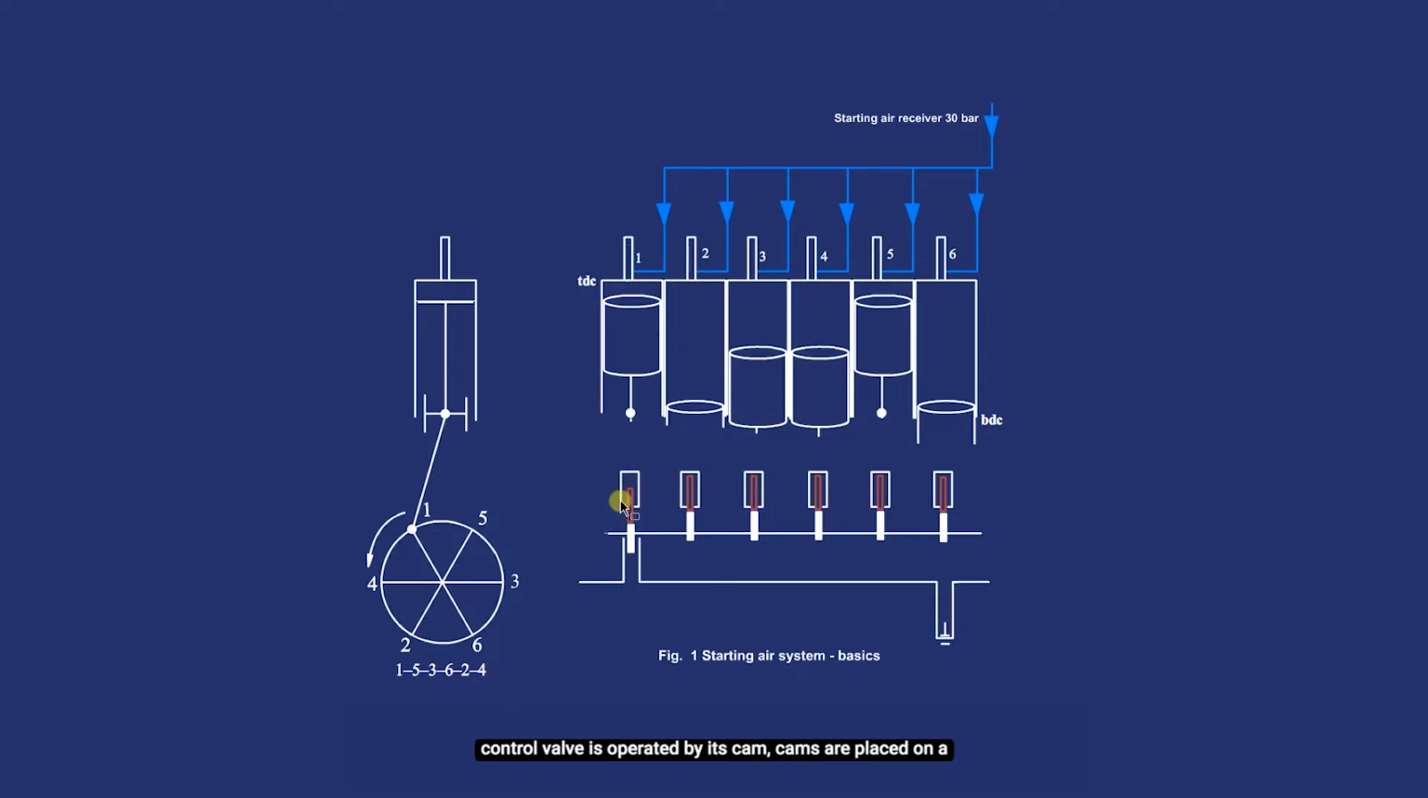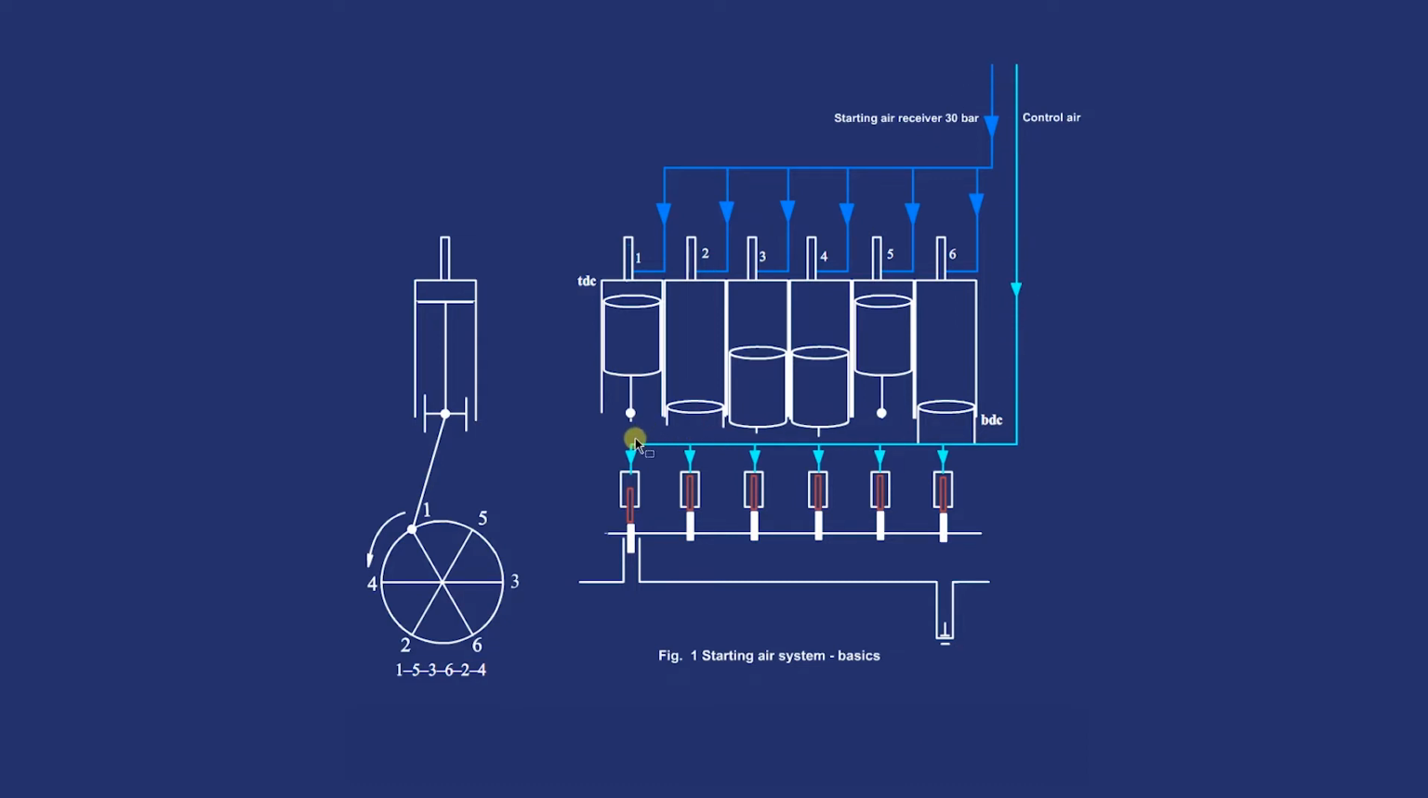Each starting control valve is operated by its cam. Cams are placed on a camshaft called the starting air camshaft. The starting air camshaft carrying cams 1, 2, 3, 4, 5 and 6 is driven by the crankshaft through a gear mechanism. The control air lines to and from the starting air control valves are shown in color light blue.